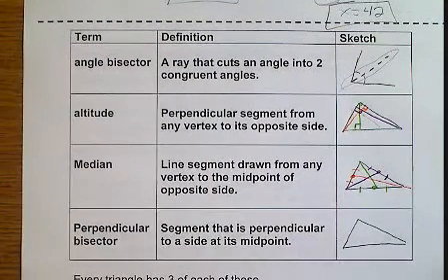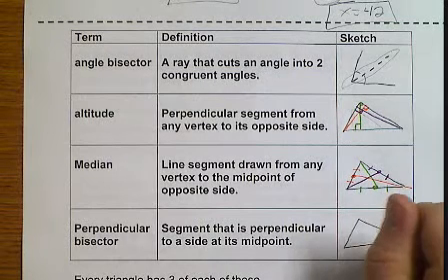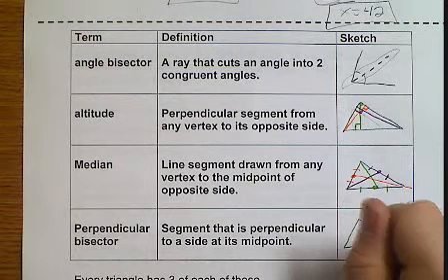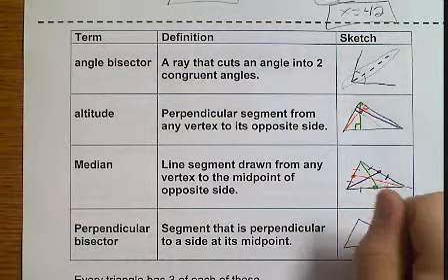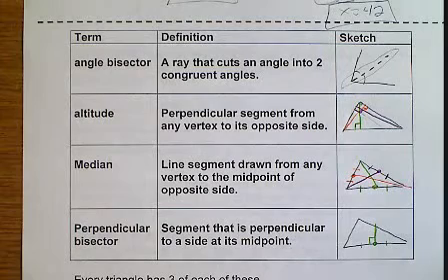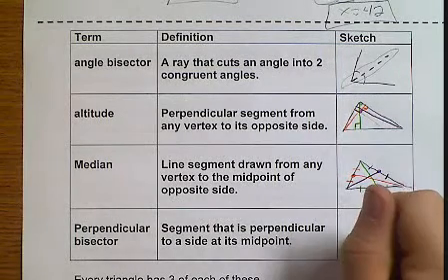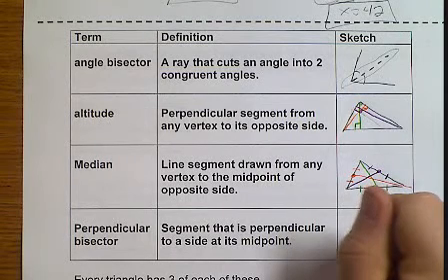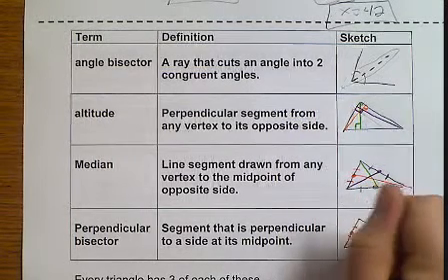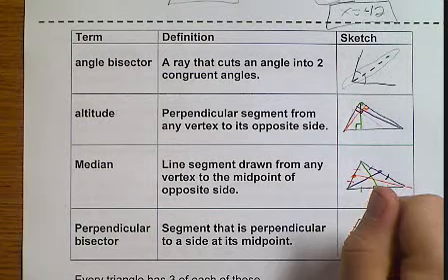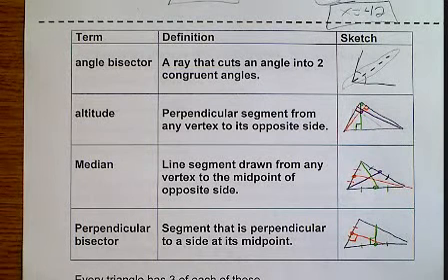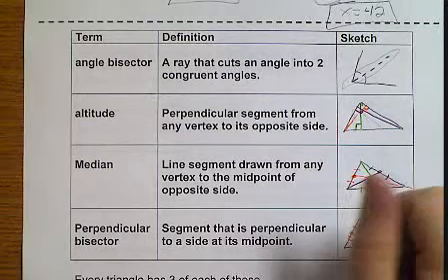Okay. Next we have our perpendicular bisector. It is a segment that is perpendicular to a side at the midpoint. So we come over here to the midpoint and make a right angle. We do that with all of our sides. We come over here, find our midpoint. Make a right angle. Come over here, find our midpoint.